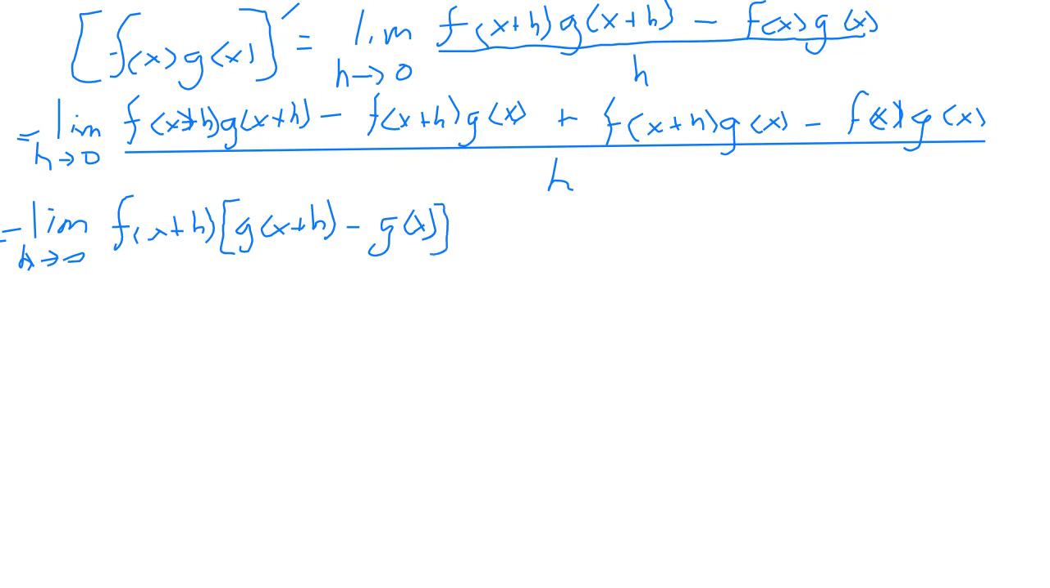And the same thing can be done in the next step. We can also factor out g of x, which occurs twice. You see g of x in both of them, take it out. So g of x times f of x plus h, minus f of x. Sometimes the bracket is so hard to write.